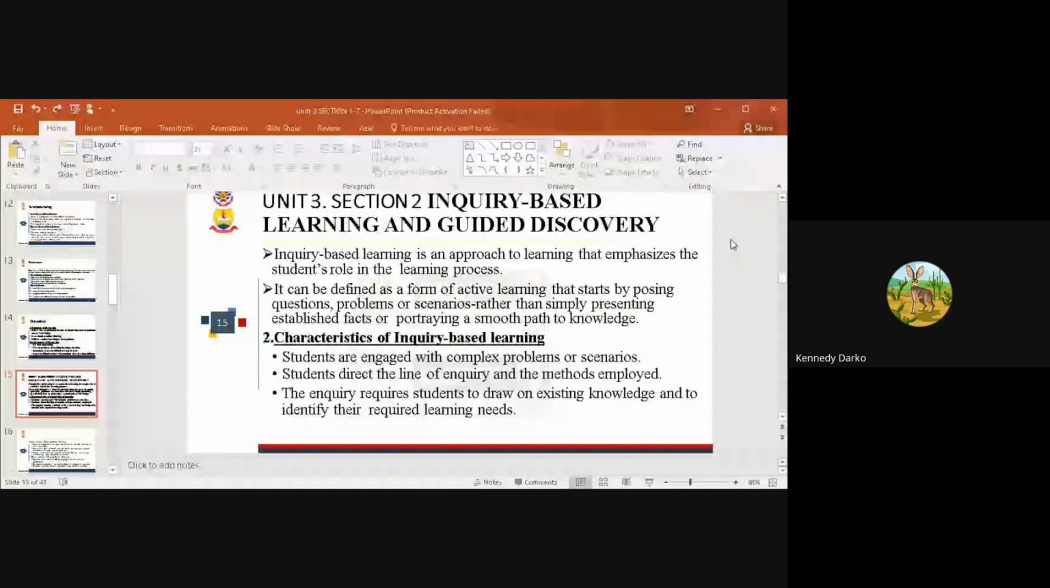Now, Unit 3, Section 2, what are we going to look at? We are going to look at inquiry-based learning and guided discovery. Inquiry, you inquire into something, and guided, you are guiding someone to reach somewhere.